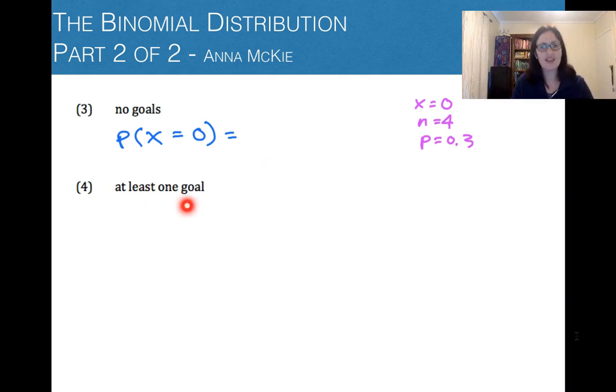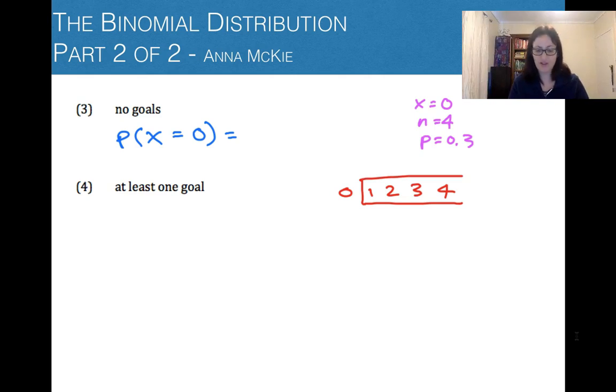Now, at least 1 goal. This is where it's really handy to create a visual for yourself. At least 1 means 1 or more. So all of these ones here. So we could sit there adding them up one at a time. Or this is a really classic type of question that you'll get asked where they want to see that you understand the idea of a complement.